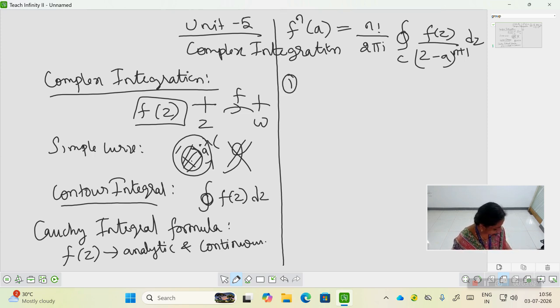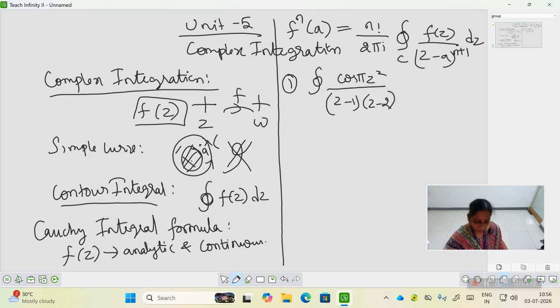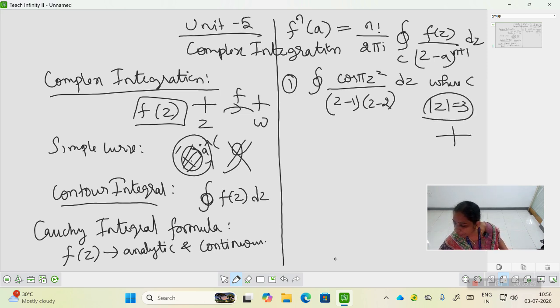Problem 1. Evaluate the integral of cos pi z squared divided by (z minus 1)(z minus 2) dz, where C is the circle mod z equal to 3. Remember, this is the given domain: mod z equal to 0, 1, 2, 3.